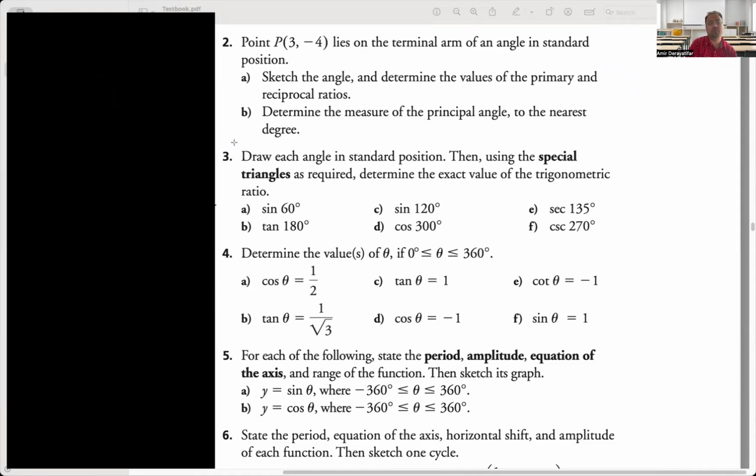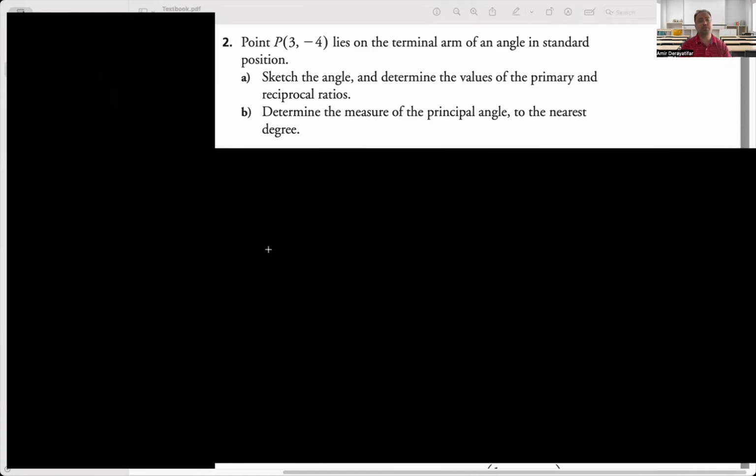So question 2. It says (3, -4) lies on the terminal arm of an angle in standard position. Sketch the angle and determine the values of the primary and reciprocal ratios. Determine the measure of the principal angle to the nearest degree. So I'll give you 2 minutes, give it a try, and then we solve it together. Try to sketch it first to see where it's located and then solve it.